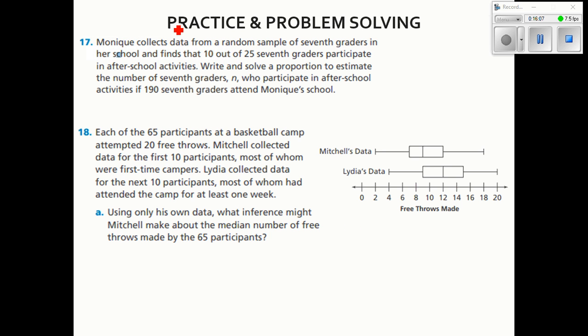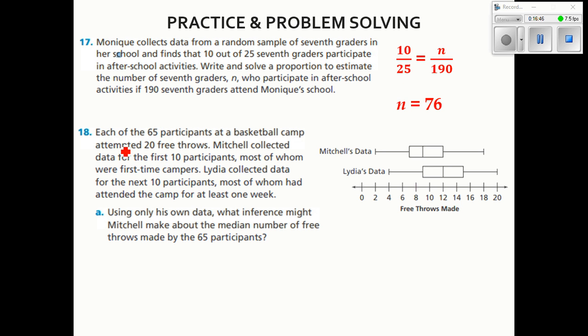Next it says, Monique collects data from a random sample of 7th graders in her school and finds out that 10 out of 25 7th graders participate in after-school activities. Write and solve a proportion to estimate the number of 7th graders who participate in after-school activities if 190 7th graders attend the school. Right here we can see that 10 out of 25 has to equal some number out of 190. We'll multiply 190 times 10, which will give us 1,900, divided by 25, and that will give us 76.